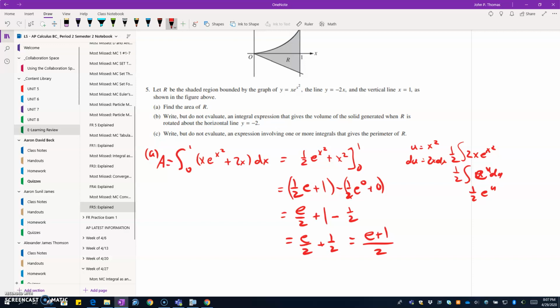All right, so we could just summarize: area of region R is e plus 1 over 2. And no units were given, so we wouldn't need to give the units on this. All right, so that's part A.